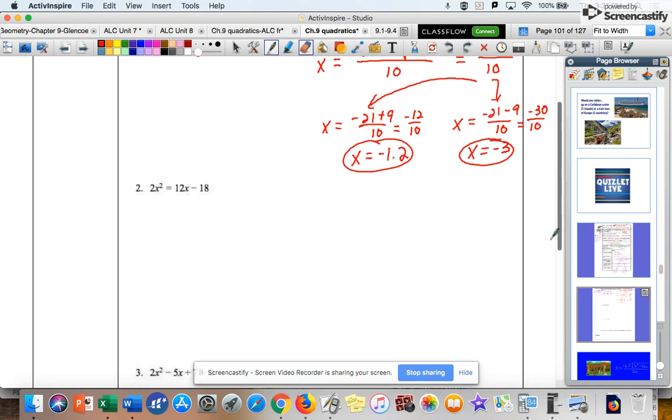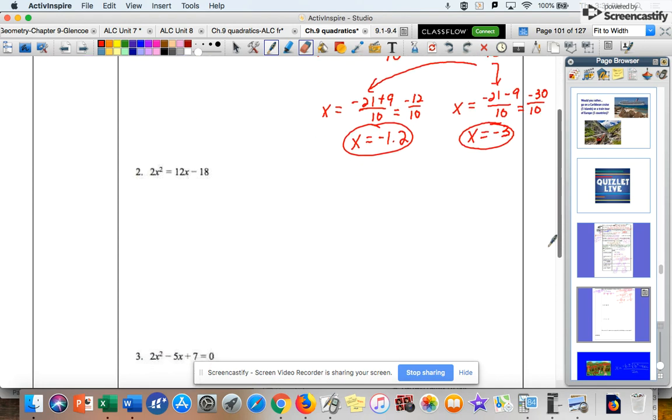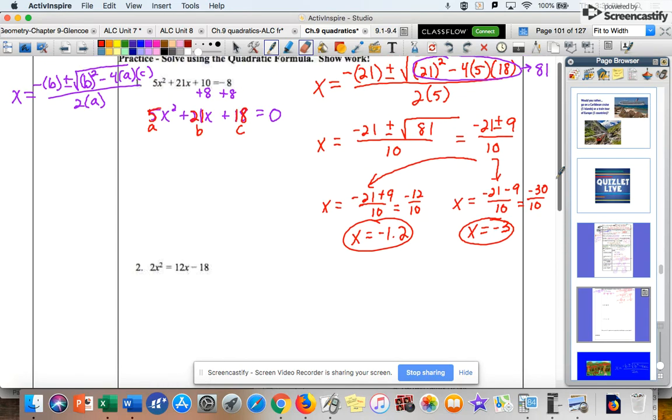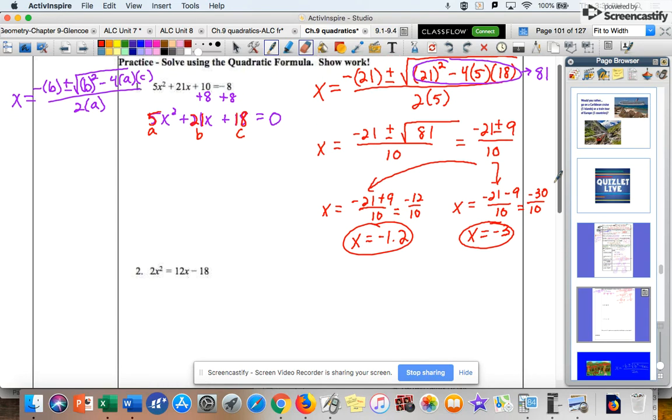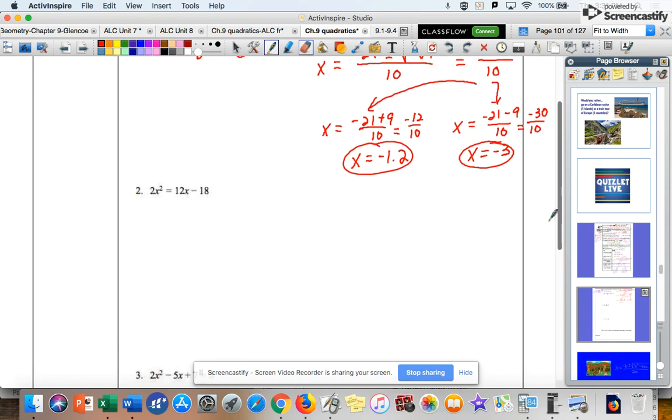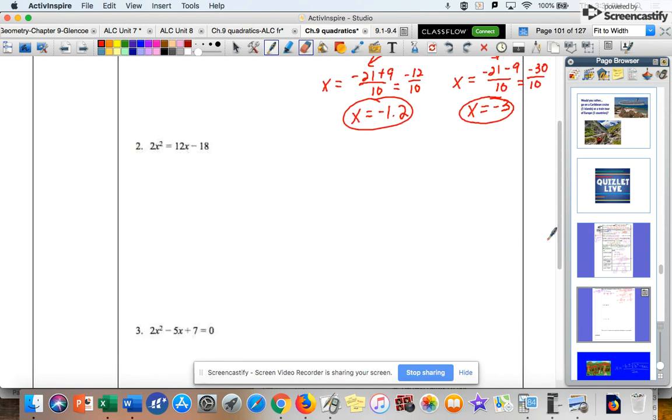Oftentimes you are going to get decimal solutions with this method because it's kind of a longer method, and if you didn't get decimal solutions, it probably meant that factoring would have been the easier method to use. So this is kind of a last resort sort of method to use, and so that's why. All right, let's go with the next example here and switch to green.